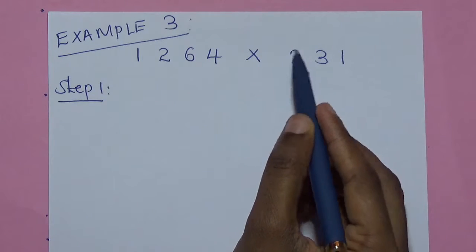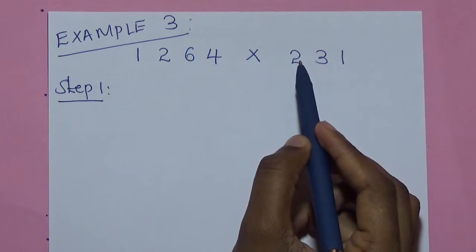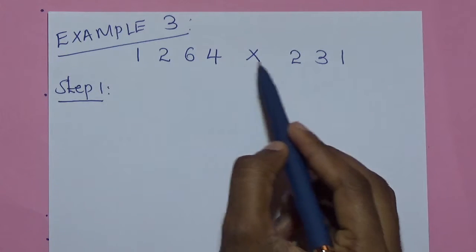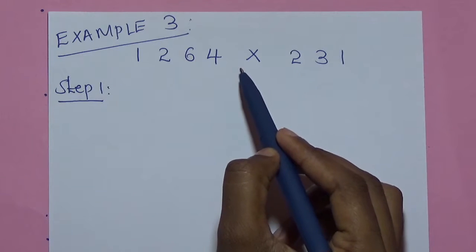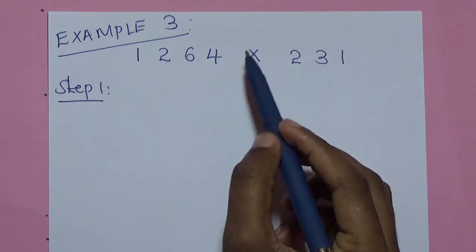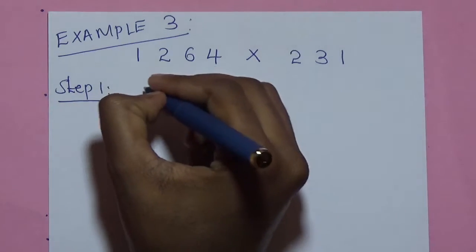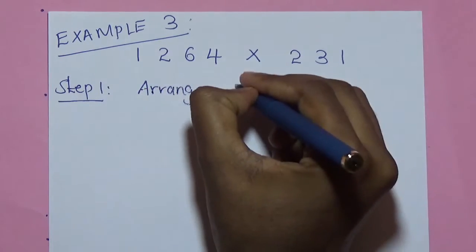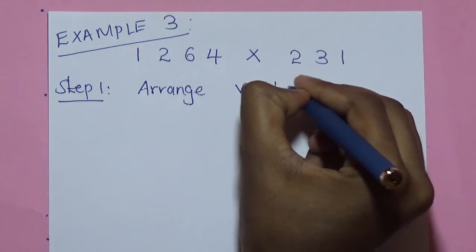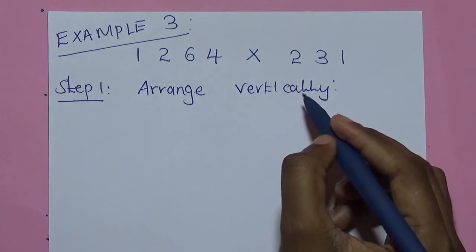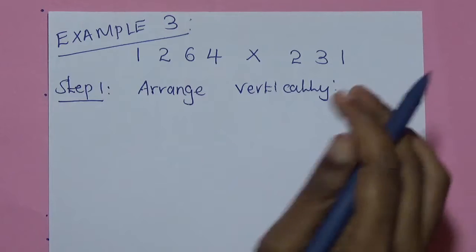And we have said the reason we are arranging vertically is because we cannot multiply them when they are arranged like this. So, we are rearranging them vertically so that we can multiply more easily. So, step number 1, you have to arrange vertically. And don't forget, you are arranging according to the place value.